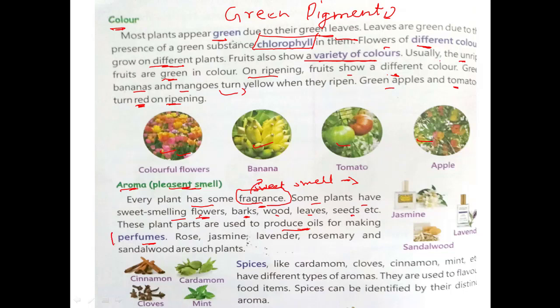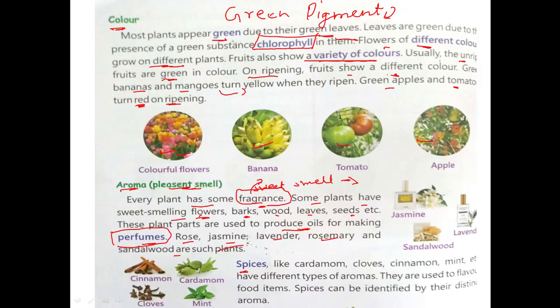Perfumes are good-smelling liquids, or chemicals, we can say. Some examples of plants that have a very good aroma are rose, jasmine, lavender, rosemary, and sandalwood. These are some plants which have a very good smell.